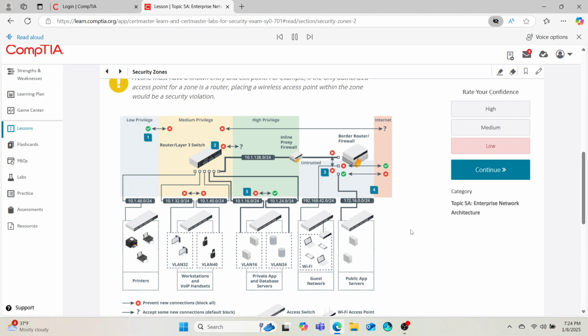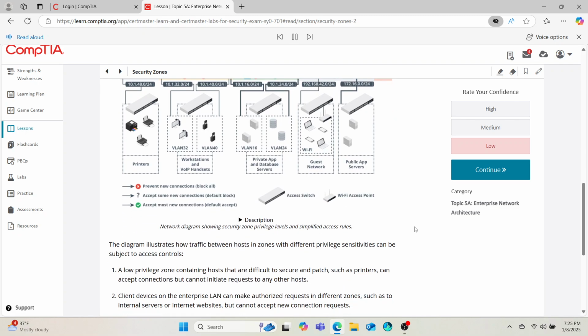The security zones are as follows. Zone 1, low privilege, printers. Zone 2, medium privilege, workstations and VoIP handsets. Zone 3, untrusted, guest network and public app servers. Zone 4, internet. Zone 5, high privilege, private app and database servers.